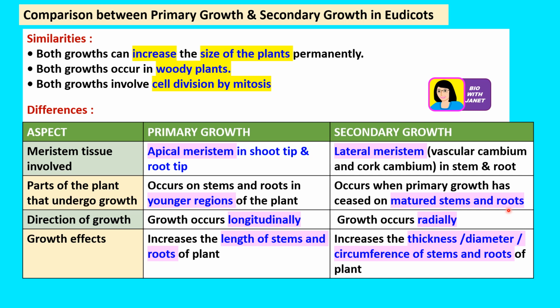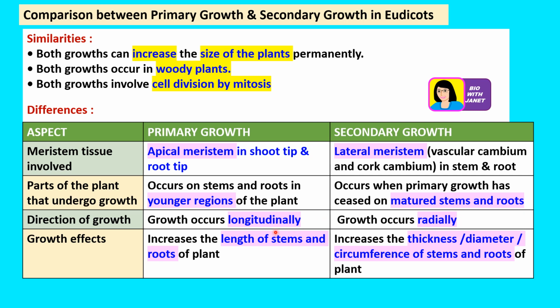But does primary growth still occur in the plant? Yes, if the plant is still growing taller and has young shoots that grow longer and the root grows longer, there's still primary growth, but it's occurring in a different part of the plant, maybe not on the matured stems and roots. So primary growth and secondary growth can occur simultaneously, that means on the same tree, but in different locations.